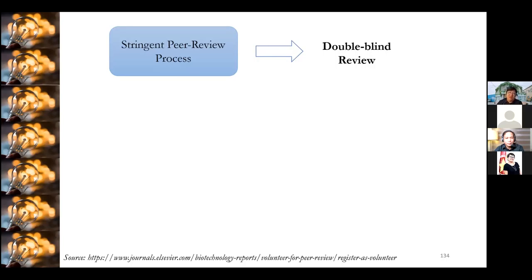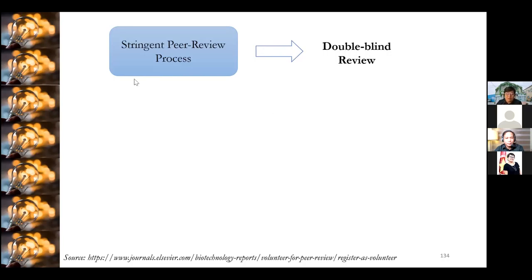Okay? So when I say stringent peer review process, typically for top journals, lalo na yung mga rank Q1, Q2 journals, or even Q3 journals, they have stringent peer review process. When we talk about stringent peer review process, it means they will really evaluate and examine the suitability of your paper to a particular journal. They will scrutinize whether the content is relevant. They will scrutinize the novelty of your topic and so on and so forth.